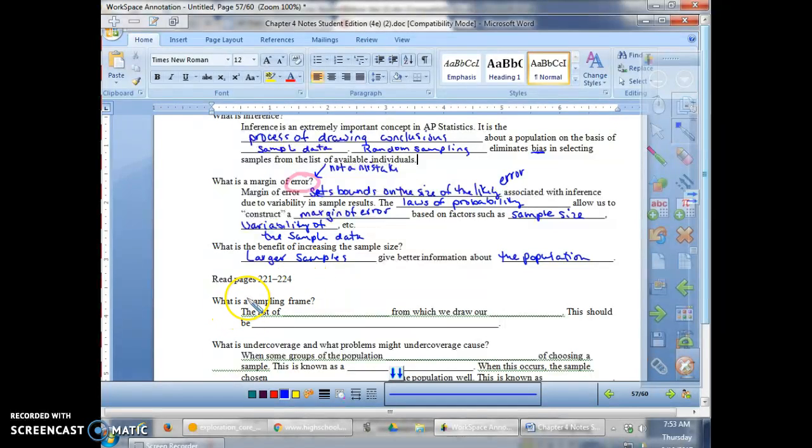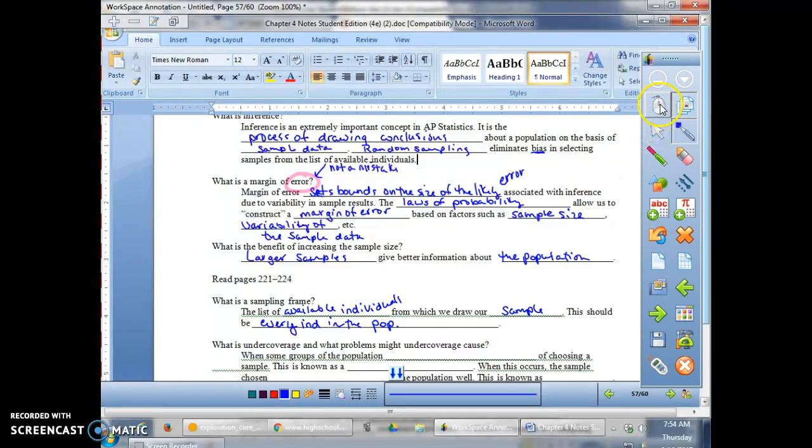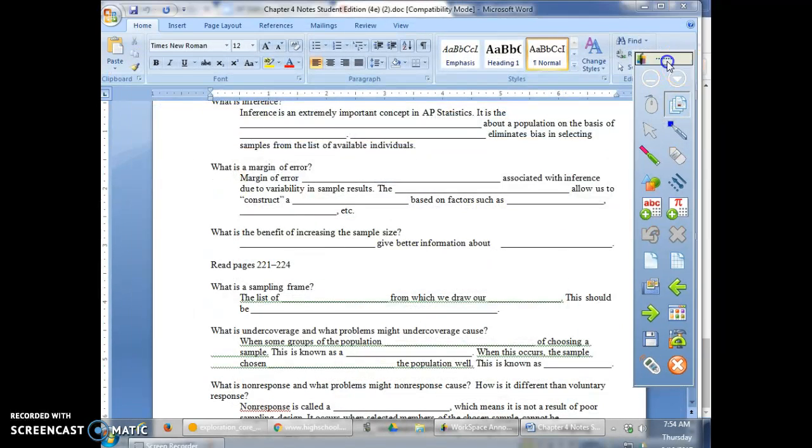Okay, so summarizing this, what is the sampling frame? It's the list of available individuals from which we draw our sample. This should basically be the population. This should be every individual in the population. Okay, so what is undercoverage and what problems might undercoverage cause?